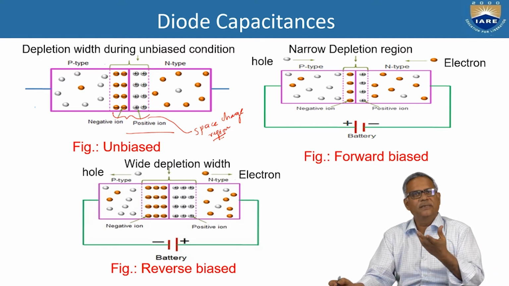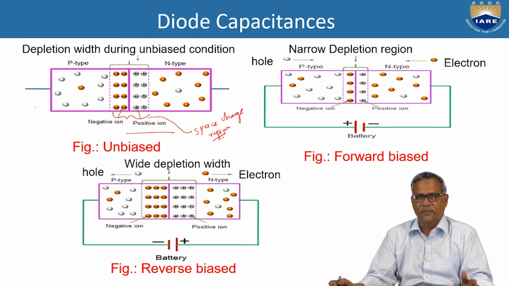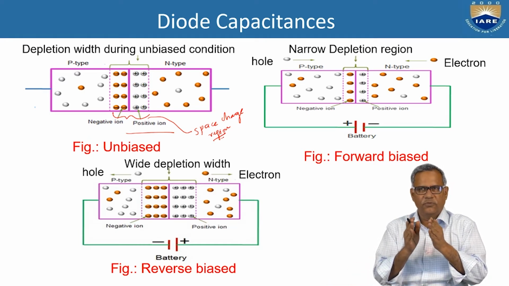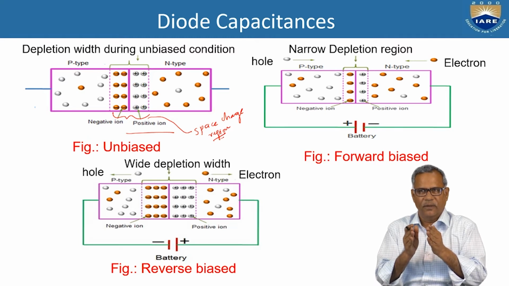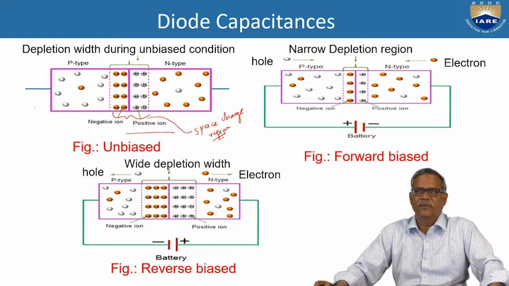So the presence of these positive and negative charges across the junction is a function of the applied voltage. As we see here, if you apply a forward bias, there is going to be a reduction in the number of positive and negative ions. So if we reduce the forward bias, the number increases. If we increase the forward bias, the number of positive and negative charges decreases. So there is going to be a change in the charge with applied forward voltage.